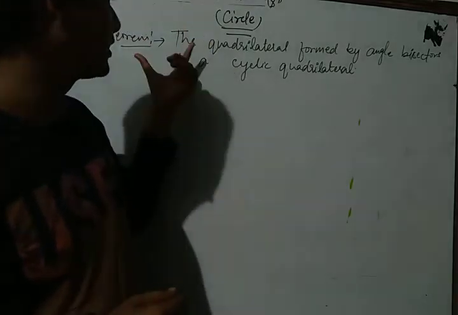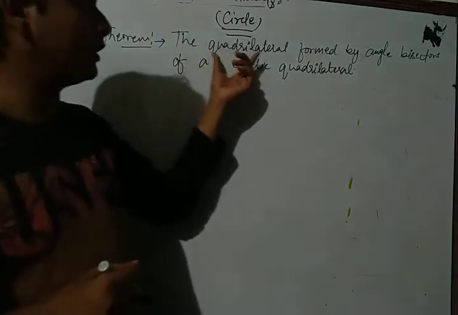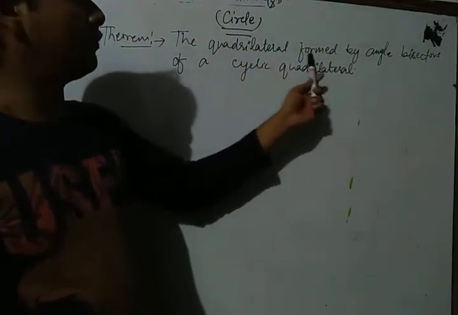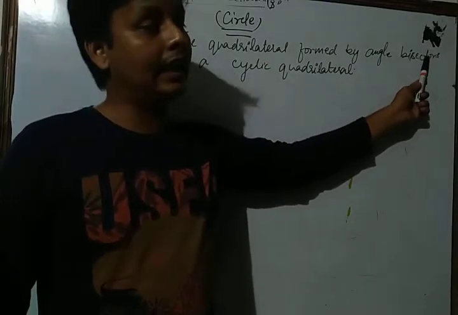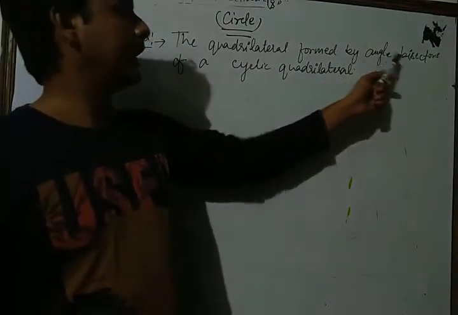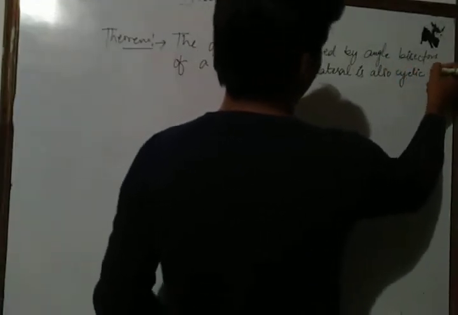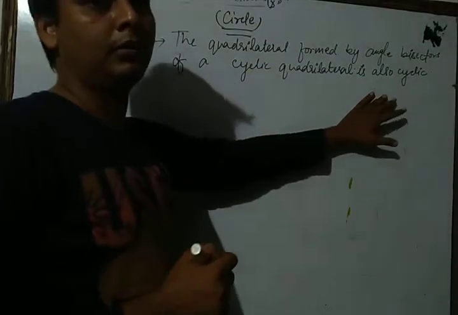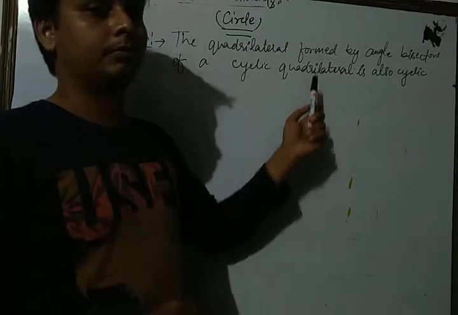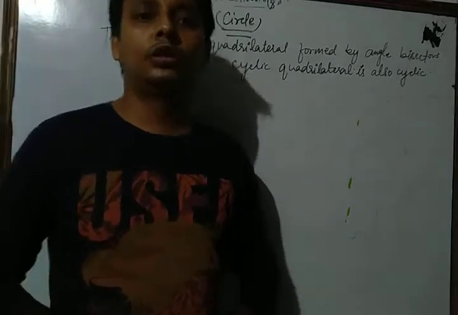Now today, dear students, we discuss one of the most important theorems of your NCERT exercise. Let's see the theorem. The quadrilateral formed by the angle bisectors of a cyclic quadrilateral is also cyclic. This is your theorem, one of the most important theorems.